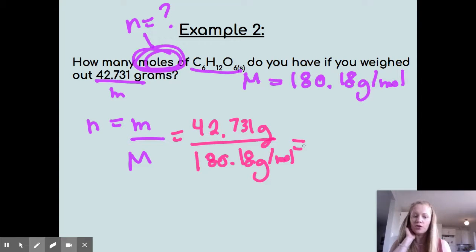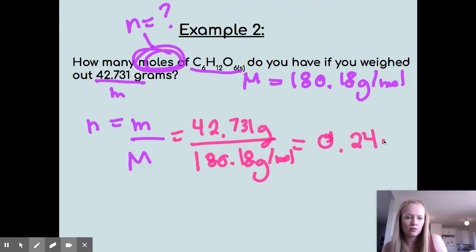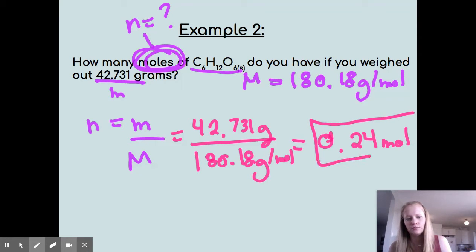For now, until you learn sig digs in physics, I'm going to tell you 2 decimals. Okay, so it should be 0.237, but that actually means we're going to round, and you should get 0.24 moles. Okay, and that's the end of calculating.